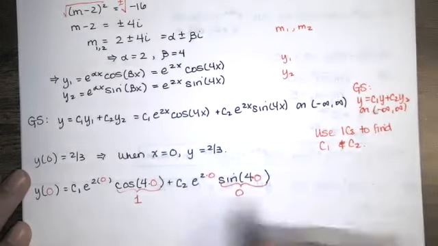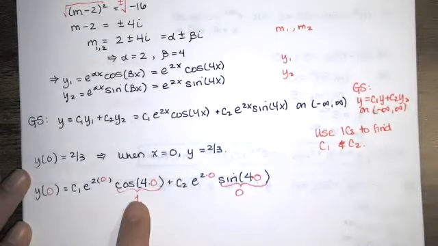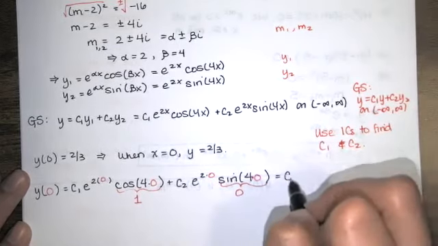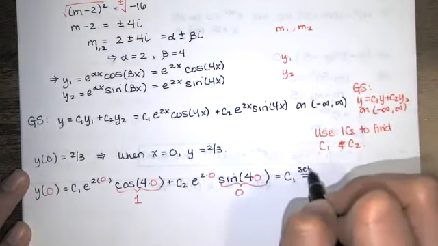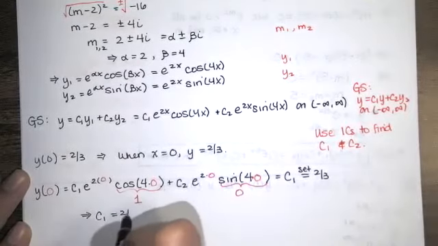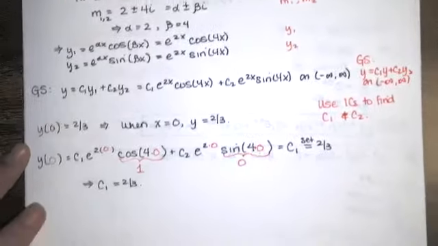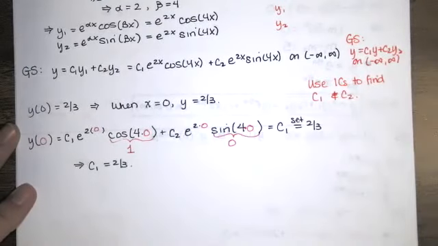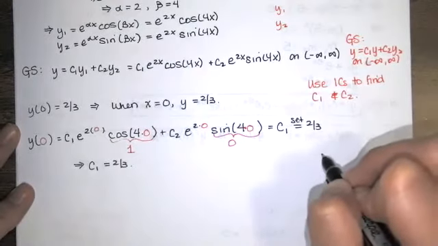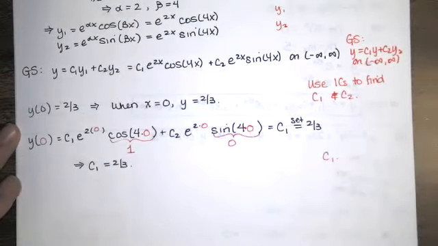So this ends up just reducing to C1 times 1 times 1, so that's just C1, plus C2 times 1 times 0, so that's 0. So we just get C1, and we're setting that equal to 2/3. So C1 must be 2/3. You can call it C sub 1 if you want. So we've got C1 there.